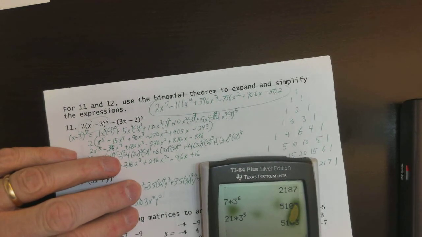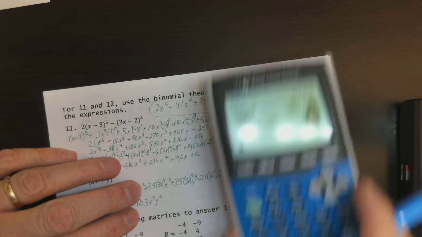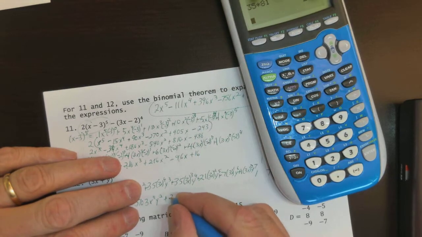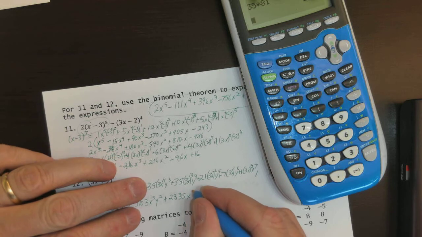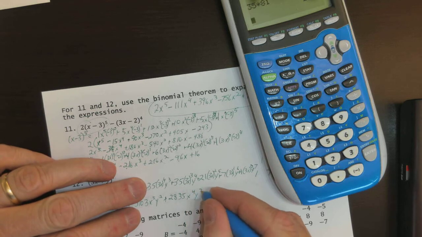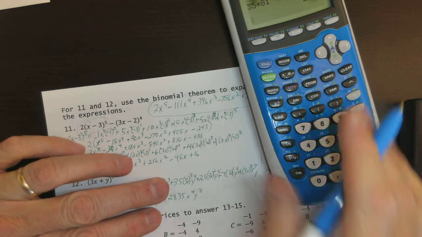Let's go 35. 3 to the fourth is 81, so I'm going to go just times 81. And that's 2,835 x to the fourth, y to the third. I'm on that one now.